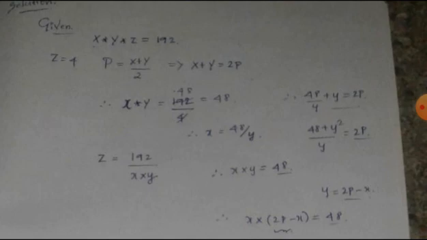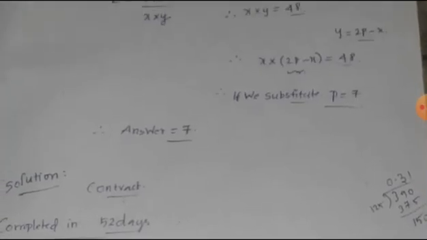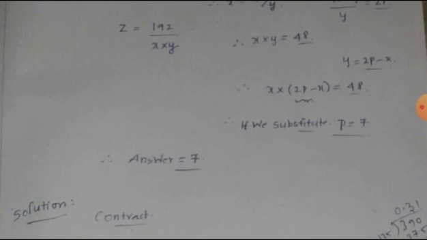Therefore substitute in place of p, and keep the value of x as 6, because we also know that 6 into 8 is also 48. If you substitute 7 there, 2 sevens are 14. 14 minus 6 will be 8. Therefore 6 eights are 48. Therefore the minimum possible value is 7. Okay, that's it.